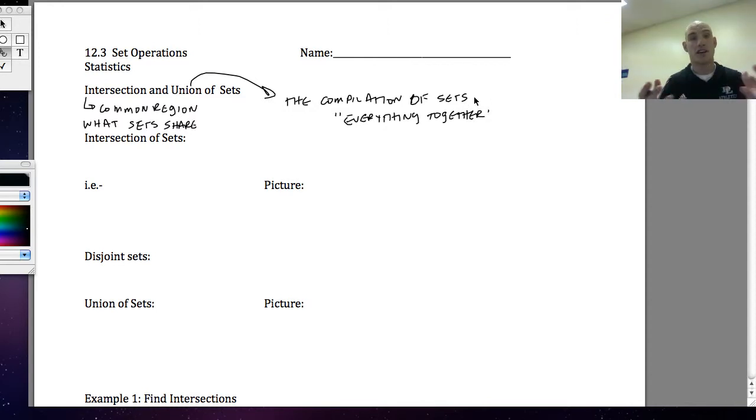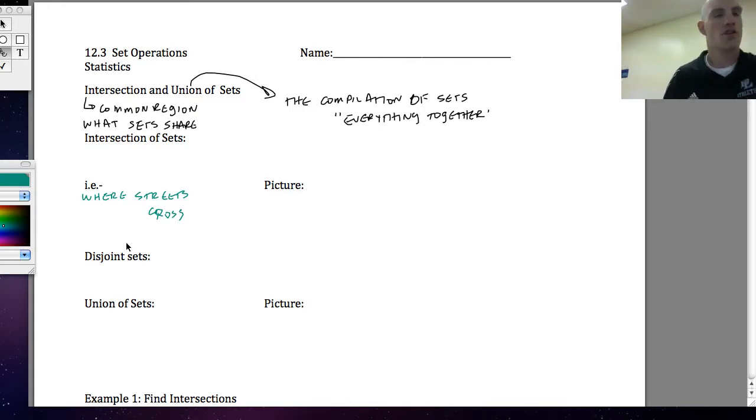Because when you do the union of sets, you put everything together in the same pot and you say all of them. The intersection would just be what's shared by those two sets, the same things from each set. The intersection of sets is like where streets cross. It's everything that is shared by those two sets.